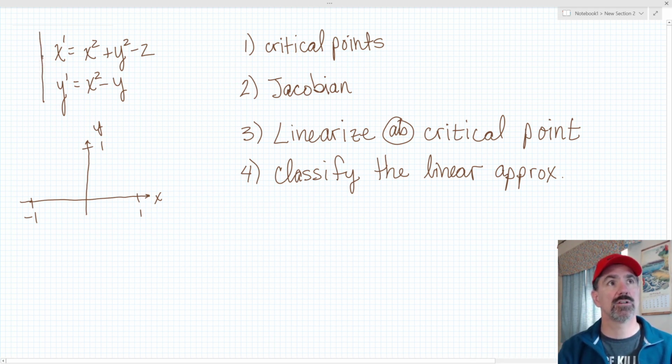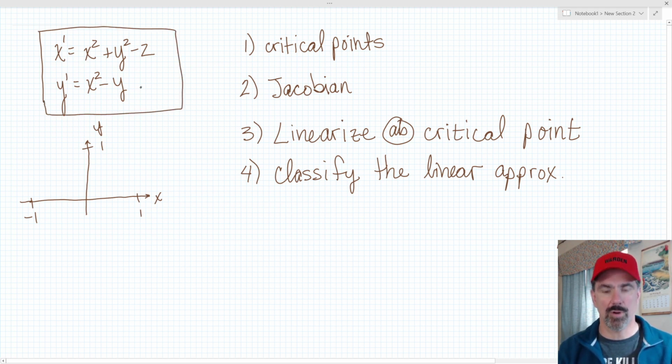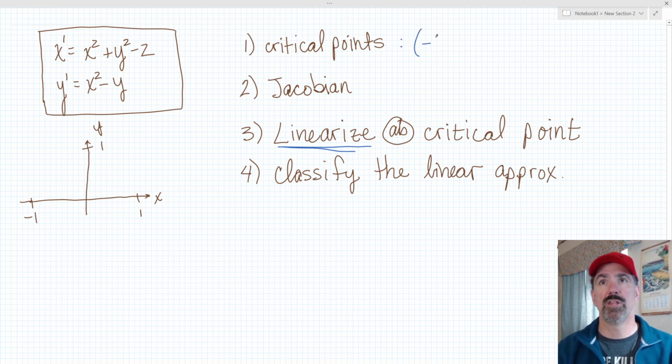This is the nonlinear system that I've selected for today in order to provide an example for us. And what I want to do is just start and go through this, but really emphasize this third step here, which is generating the linearized system and explaining what that really means. So of course we're going to start with critical points, and if we solve this, you can see for yourself that the critical points are -1, 1, and 1, 1.